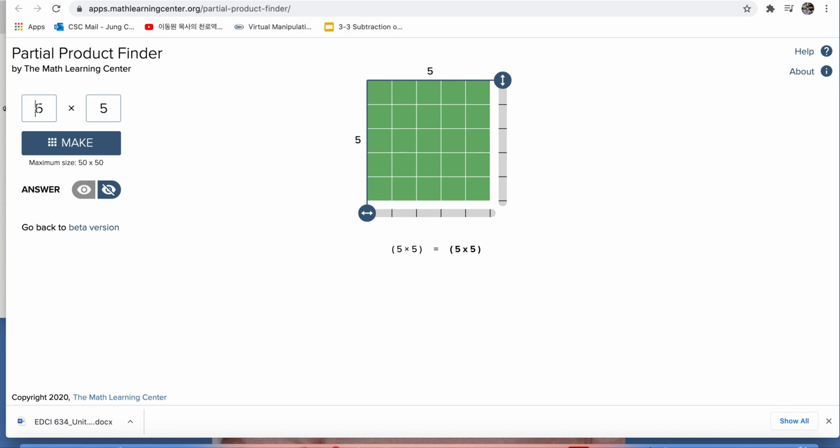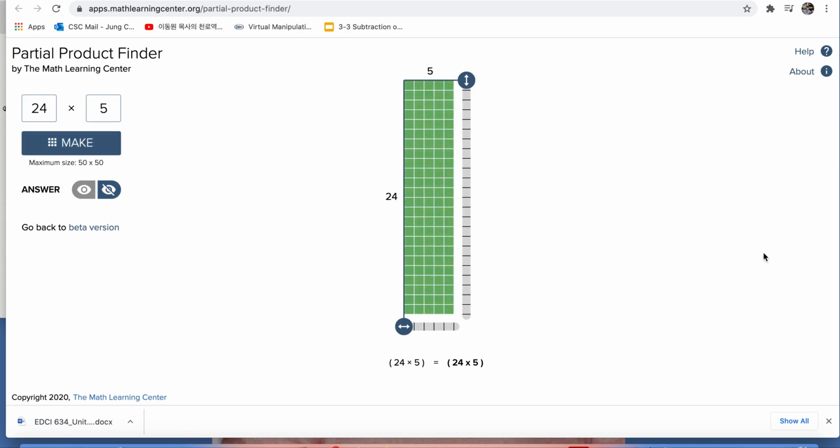So I'm gonna extend my area model into 2 digits, like 24 times 5, for example. So this is 24 times 5, right? And I'm gonna show you how I use the virtual manipulatives like this as an area model. So we know 24 times 5 is like we are counting how many of these small squares there are, right? It's kind of tedious. So what we can do is break this into smaller parts, like 24 as 20 and 4, for example.